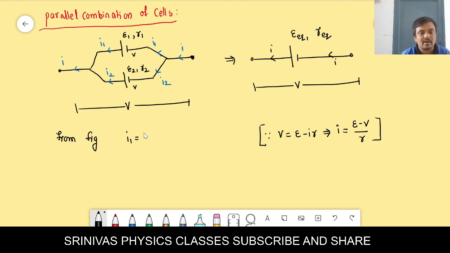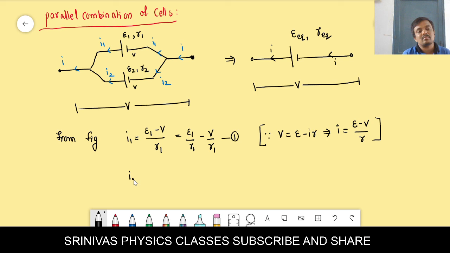Then I1, we write as the current coming from the first cell: E minus V by R, where E is E1 for the first cell, minus V by the first cell resistance R1. So I1 is equal to E1 minus V by R1. This we can also write as E1 by R1 minus V by R1. This is equation 1.